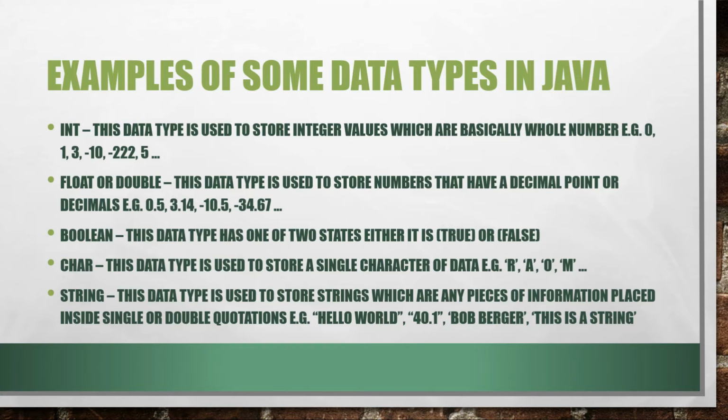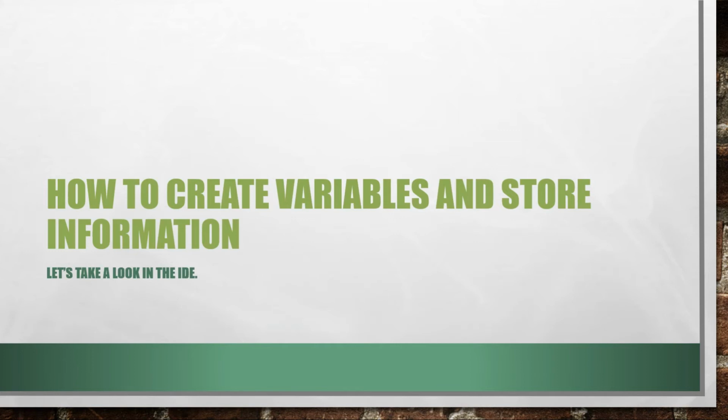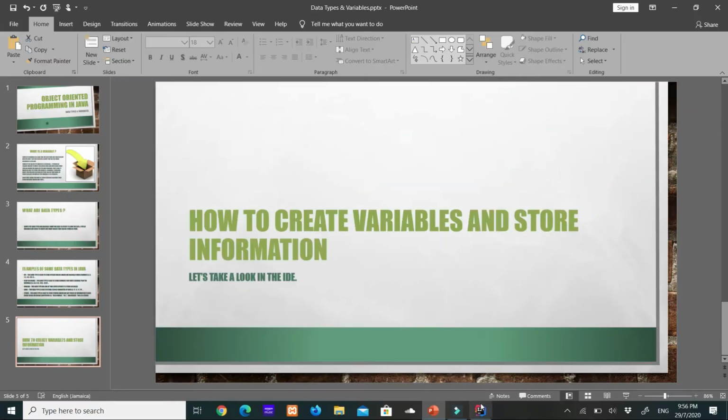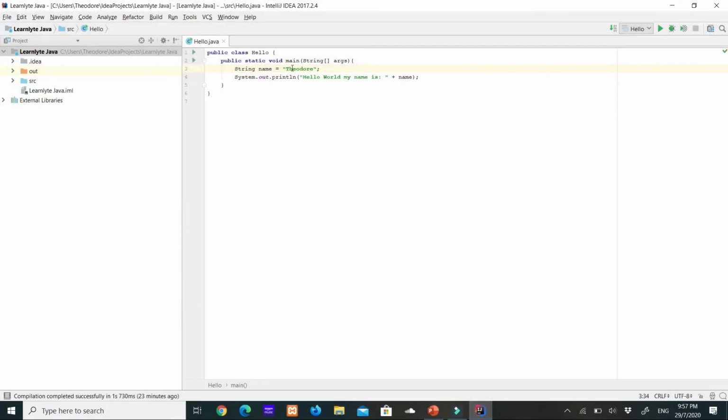Alright, so how to create variables and store information. Let's take a look in the IDE. So I'm going to pull up my IDE here, IntelliJ. And here I have my class called hello. We have my method. And right here, I want you to take a look at this, because right here, I'm creating a variable. I have a variable called name. Right here, the data type is string and the value being stored in it is Theodore.